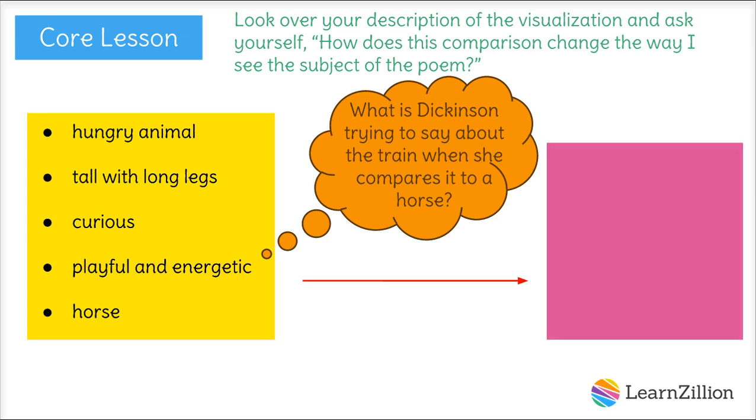When Dickinson compares the train to an animal, she talks about the animal being hungry and tall with long legs. This makes me think that she's trying to say that the train is really powerful and large. When she describes the train in the poem as curious or playful, this reminds me of a young horse. It seems like she might have been trying to remind the reader that when she is writing the poem, the train is a new technology. Her use of the horse in the extended metaphor may be because the horse used to be the main way people got around. So she's talking about how the train is replacing the horse.